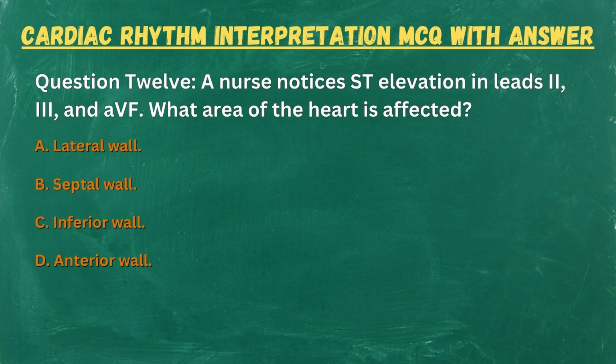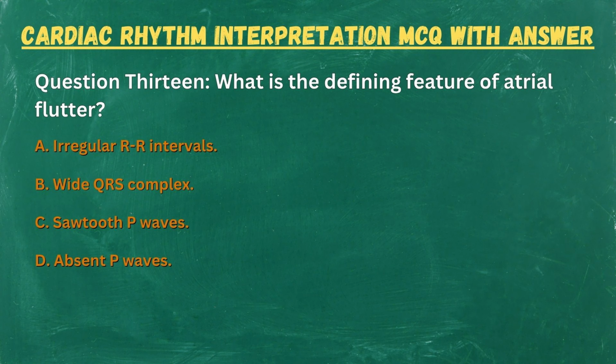Question 12. A nurse notices ST elevation in leads 2, 3, and aVF. What area of the heart is affected? A. Lateral wall. B. Septal wall. C. Inferior wall. D. Anterior wall. Answer: C. Inferior wall.